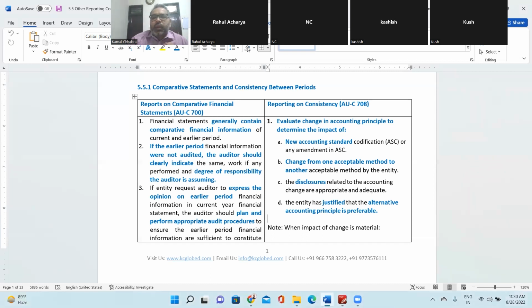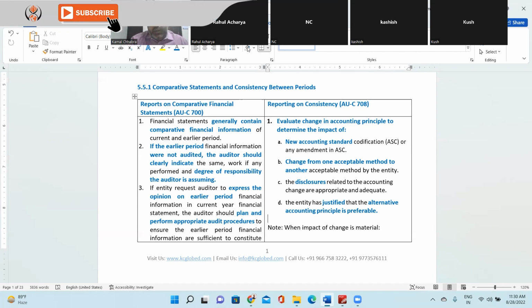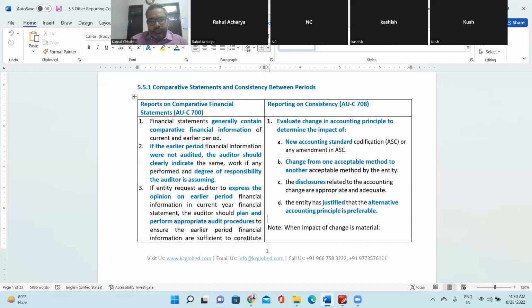Right. The third point is that the disclosures related to the accounting change are appropriate and adequate. Whatever the impact of the accounting standard change or change in method should be appropriately disclosed in the respective notes to accounts. The last one is that the entity has justified that the alternative accounting principle is preferable. When you are changing from one acceptable accounting method to another, you need to give the justification why you have changed and why the new method is more preferable, and disclose that appropriately in the notes to accounts.